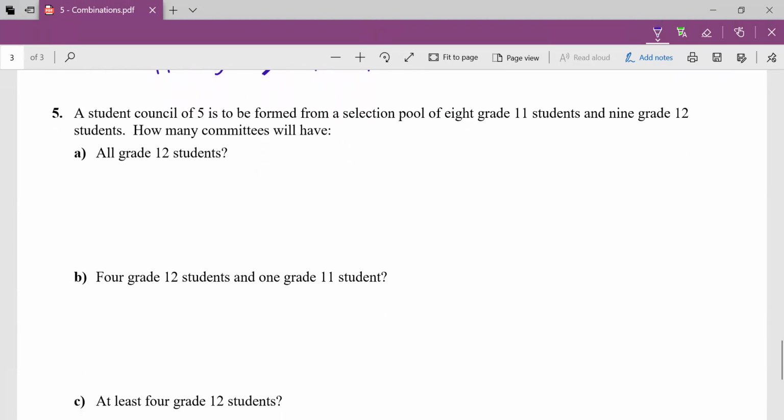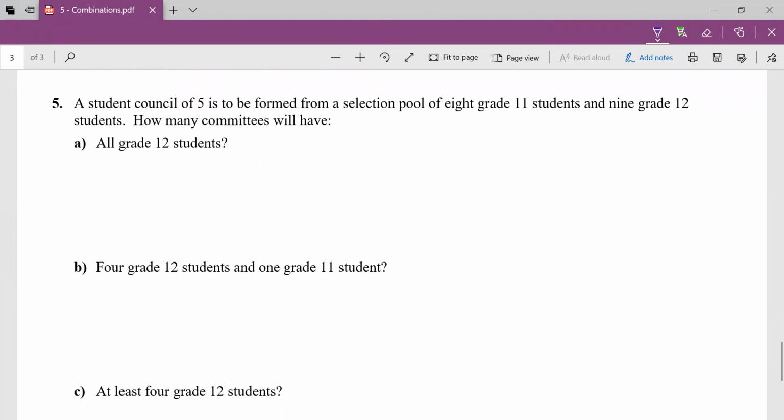Okay, last question, friends. Student Council of 5 is to be formed from a selection pool of, what do we got? 8 grade 11s and 9 grade 12s. How many committees could have all grade 12s? Okay, well, again, order doesn't matter because there's no specific roles. 9C5, done.